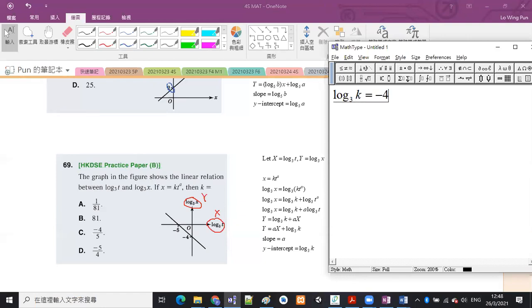And then we need to find the value of k, but the right-hand side does not have log. So I'm going to multiply a 1 to this, and 1 should be changed to log 3 base 3. And then the -4 should be brought to the index of the 3 inside the log. Okay, and then we can delete the log. So k is equal to 3 to the power -4, but 3 to the power -4 is equal to 1/81. So the answer is option A.